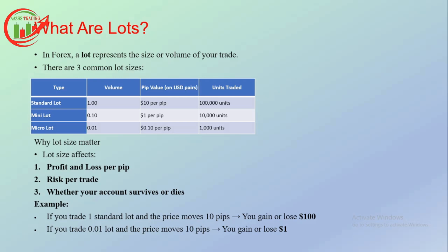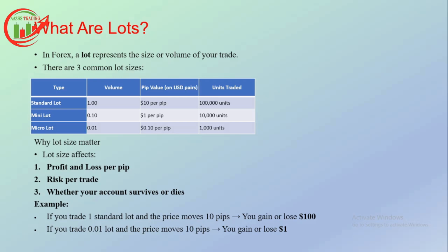Keep them. So why does lot size matter? Lot size affects profit and loss per pip. It affects risk per trade, and it affects whether your account survives or dies. Lot size is very, very important in trading.